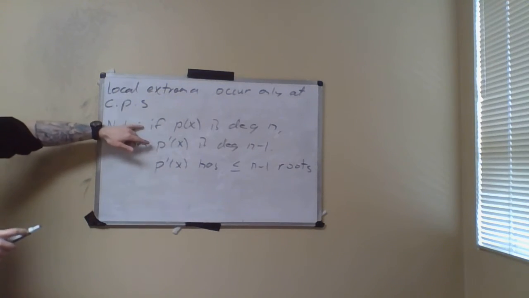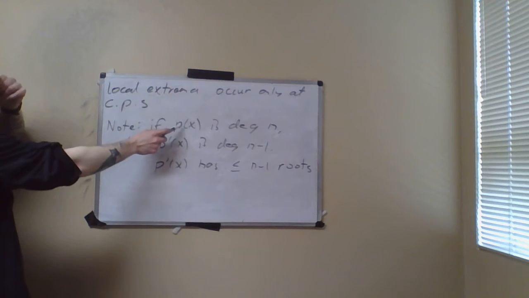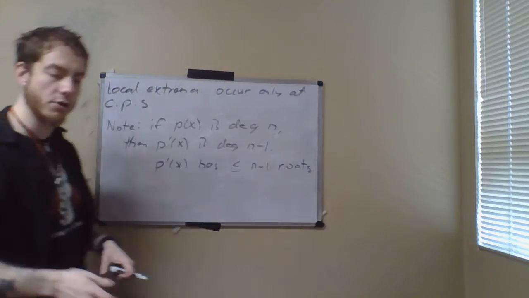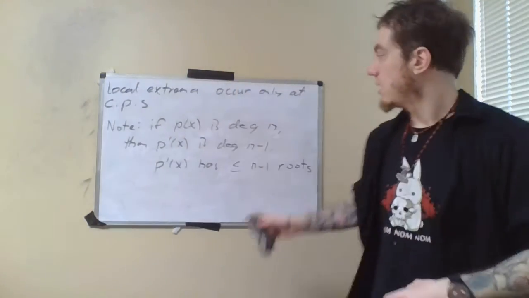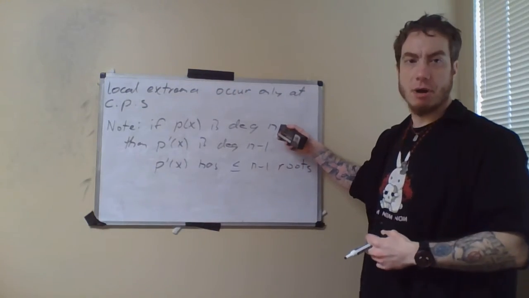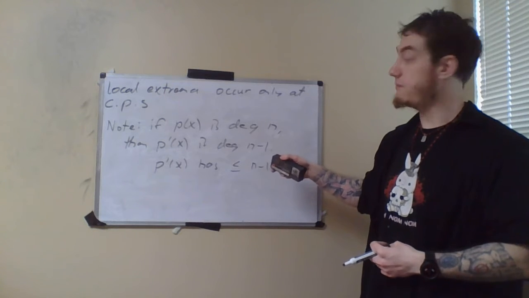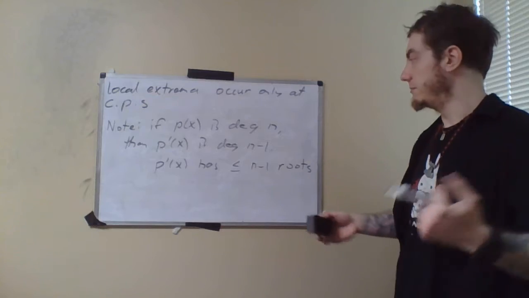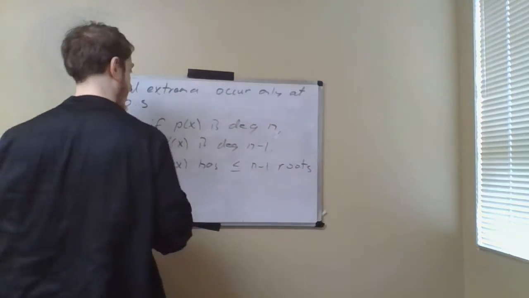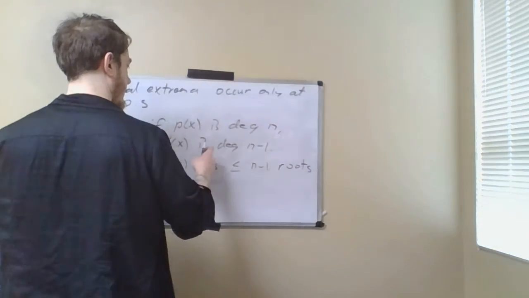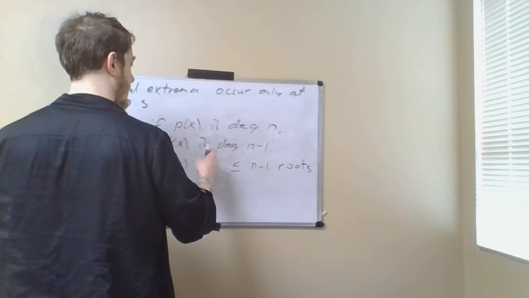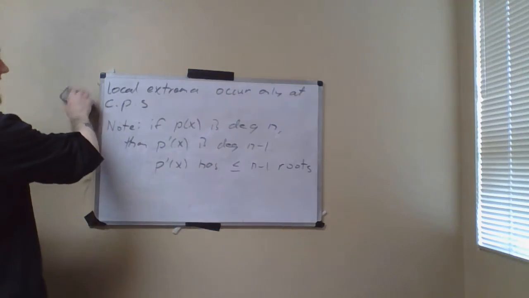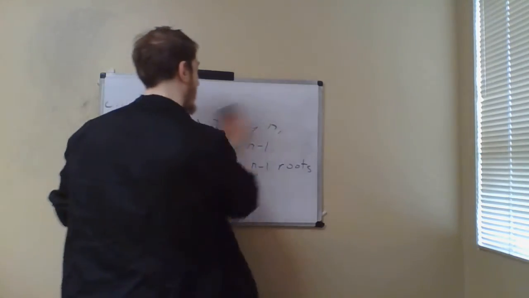The only thing that's even slightly tricky here is to prove that p prime is degree n minus 1, but that's actually very straightforward. Just write down a general degree n polynomial, write down its derivative, and you will observe it decreases the degree by exactly 1. Sorry, I said at least 1, but exactly 1.